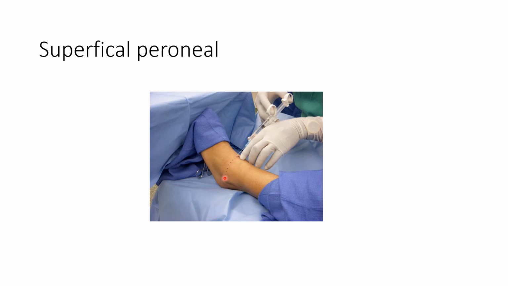So just above the lateral malleolus, we'll start infiltrating from the anterior to the posterior part of the malleolus. Direction is from the anterior to the posterior part of the malleolus to block the superficial peroneal nerve. And the position of the foot is, the patient is supine, foot rotated inward.